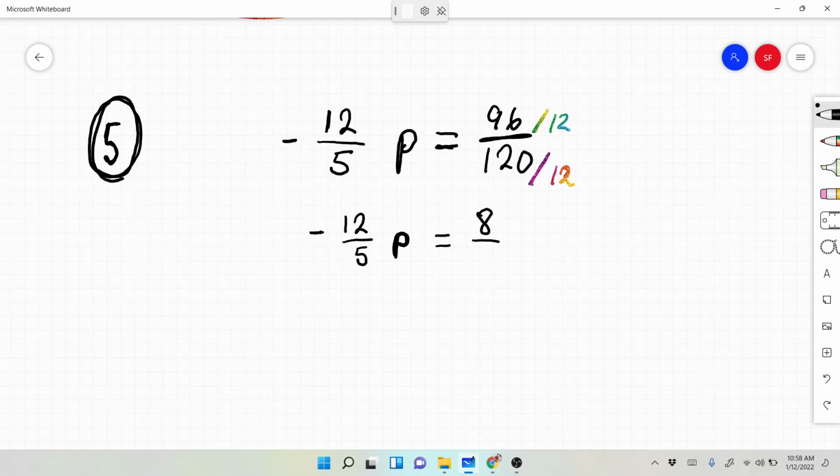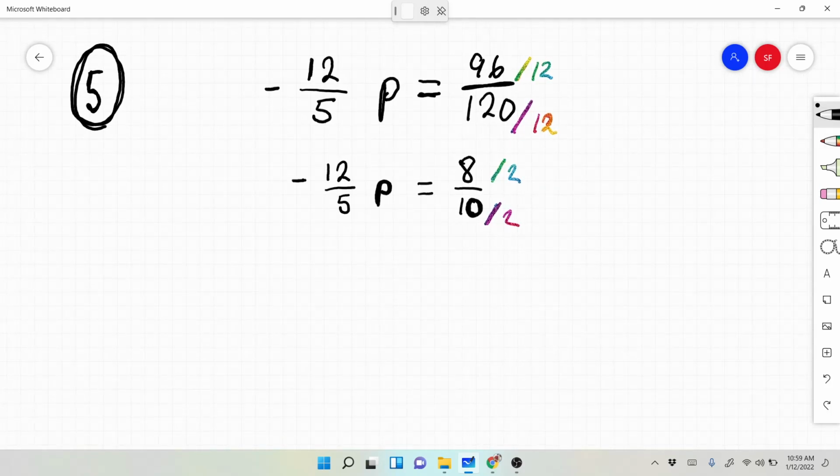What would I do next? How would you get rid of that 12 fifths? How did we do it on the last two when we had a fraction times a thing? So you multiply by the reciprocal. The whole thing's negative, right? That's right. You can technically put the negative in any of those places, top, bottom, or middle, but not two of them.